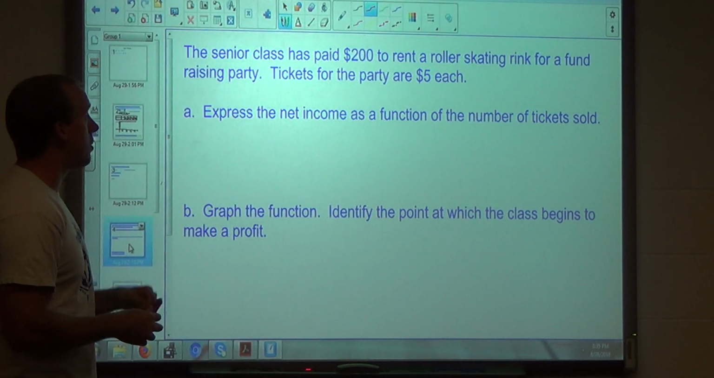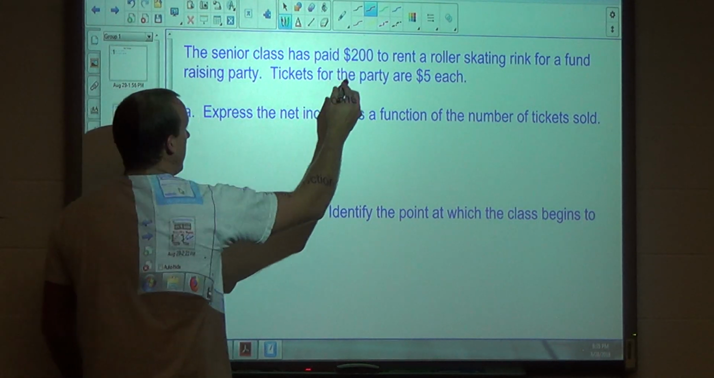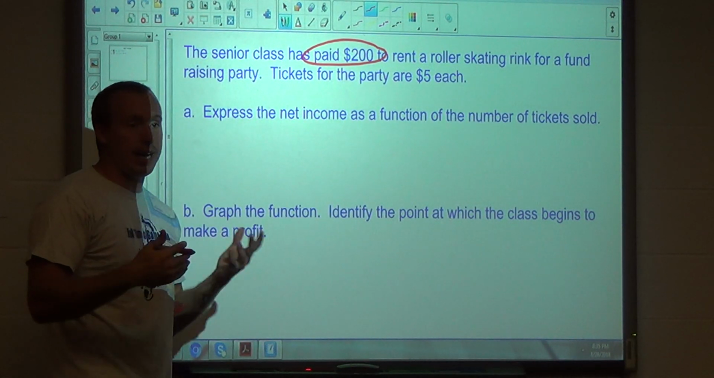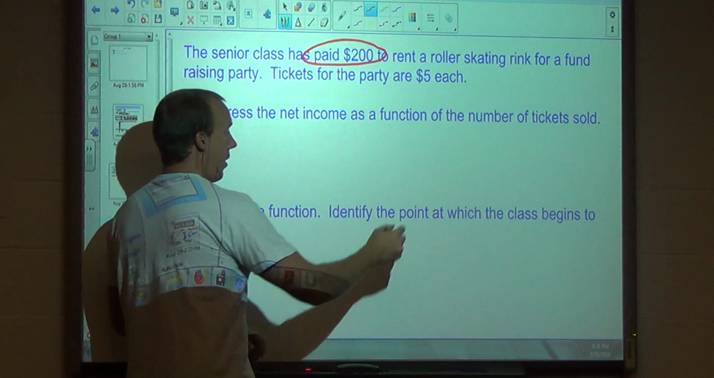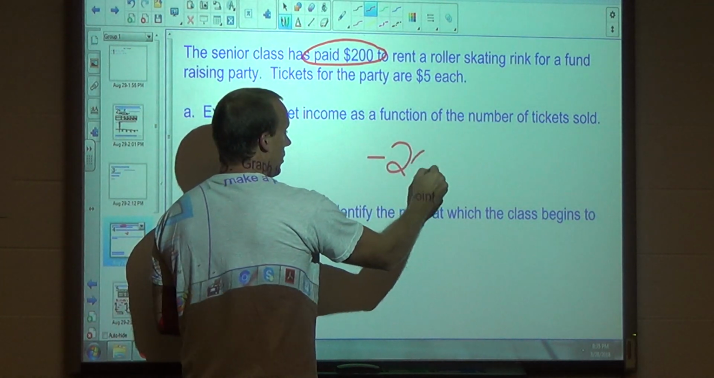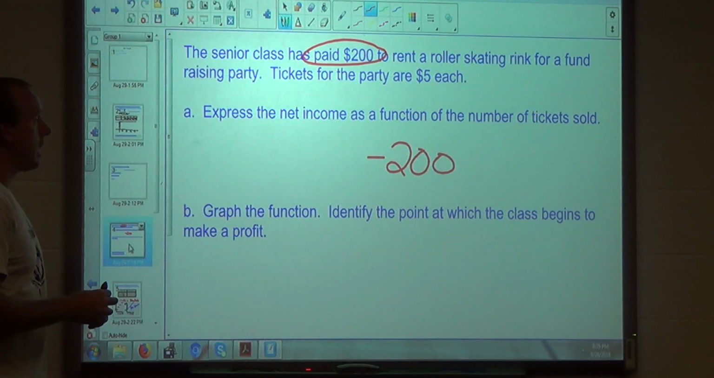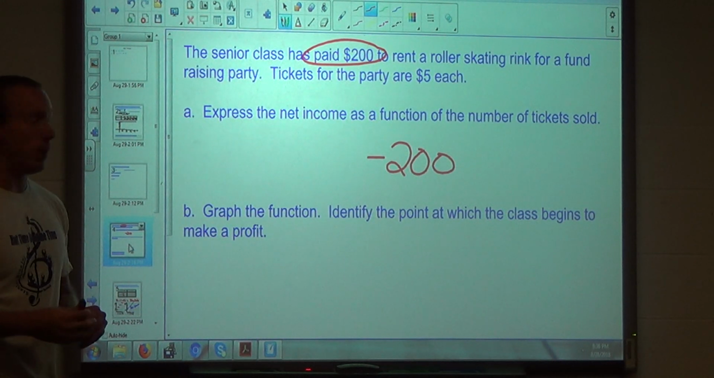So yes, in this problem, what I'm going to have to pay for is $200 for the skating rink. If you're paying something, are you gaining or losing money? I would be losing money, so I'm going to have to pay $200 to rent the rink. Okay? What things are going to make me money?